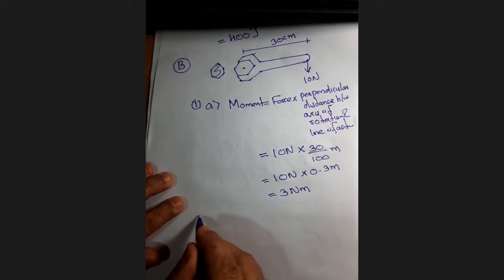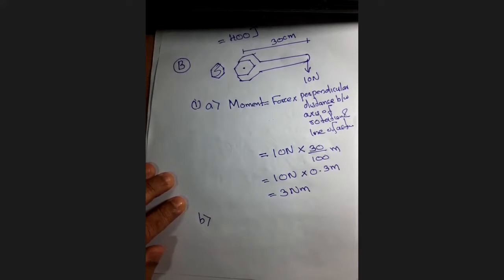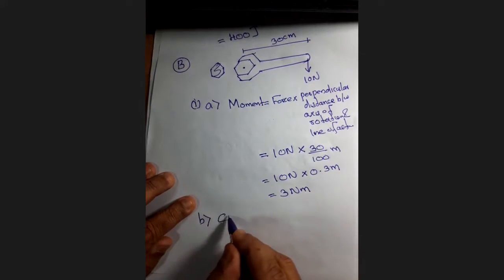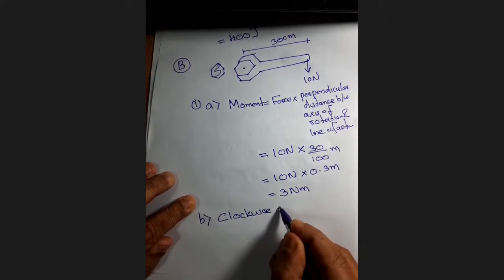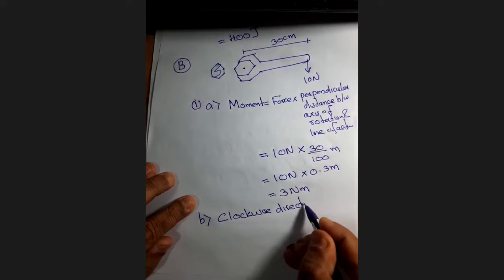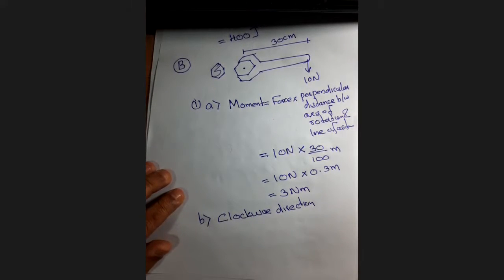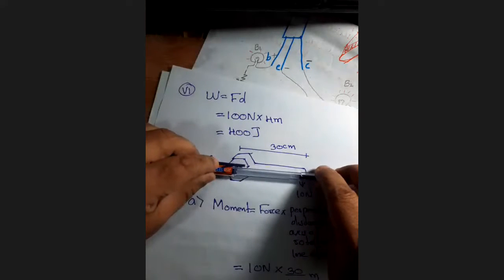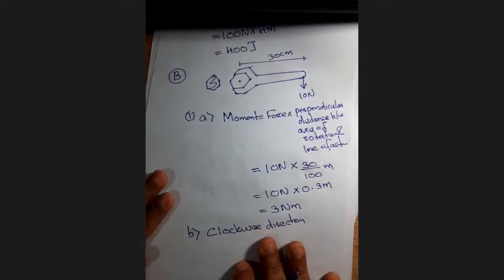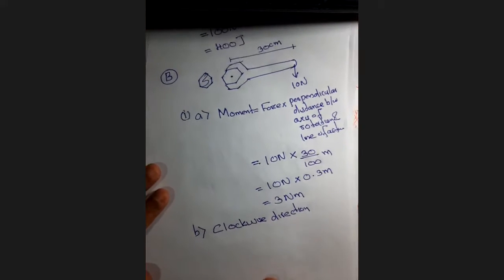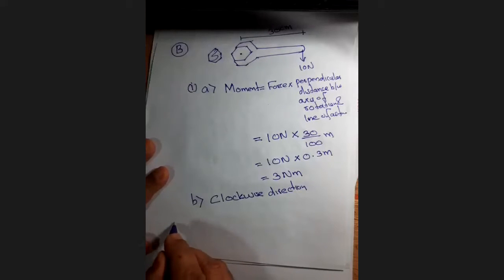And the B part. In which direction does the head of the bolt rotate in the instance below? It is going to rotate in the clockwise direction. In class, I have explained to you clockwise moment, anti-clockwise moment. So this is going to turn to this side. So it is turning to this side, which means it is clockwise direction. That is going to be the direction.